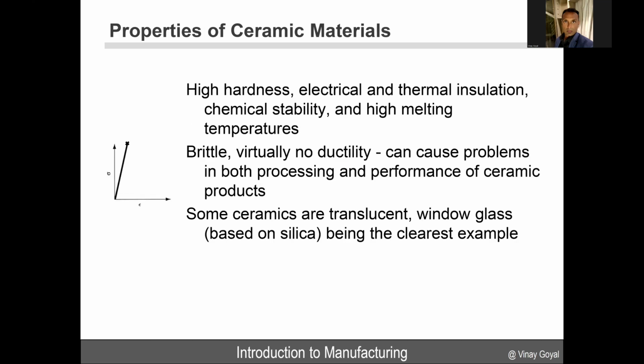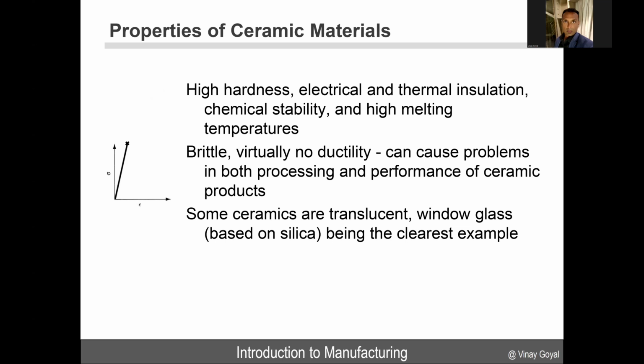So, what are the properties of ceramic materials? They have high hardness, great electrical and thermal insulation, chemical stability, and high melting temperature. However, when it comes to ceramics, they tend to be brittle and they virtually have no ductility. That can cause a lot of problems during the manufacturing process and the performance of ceramic products.